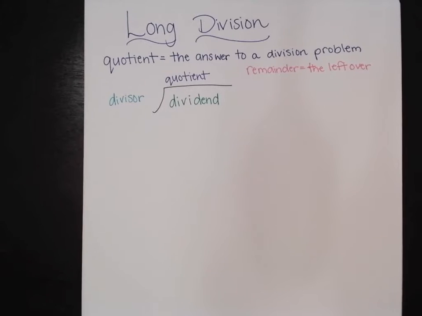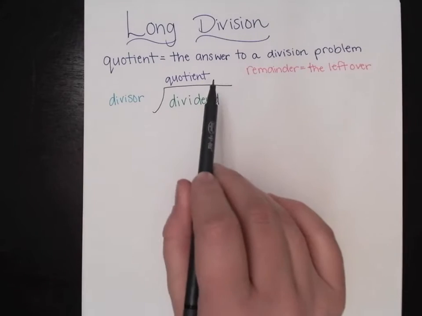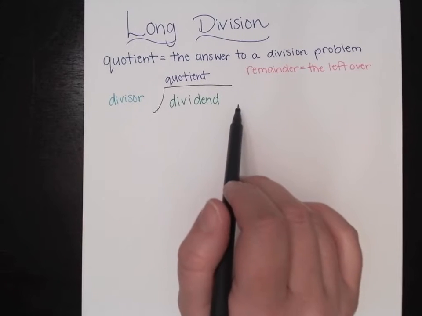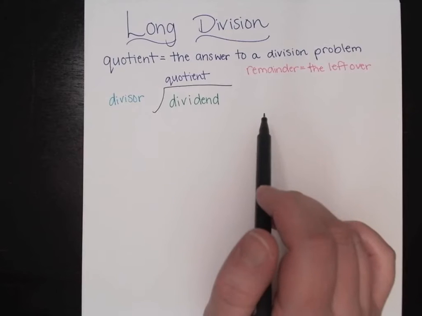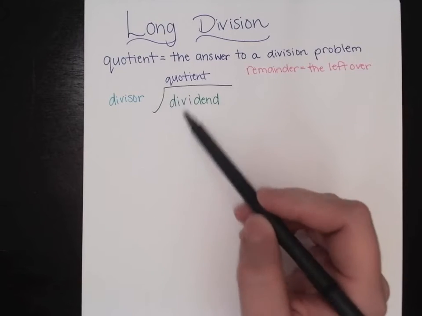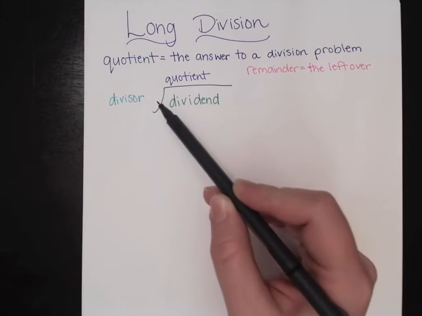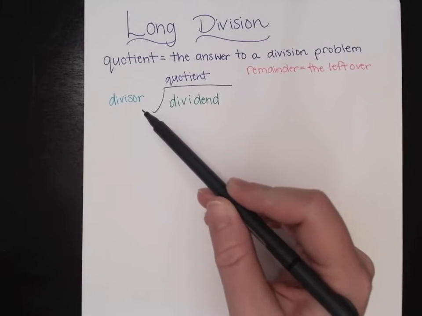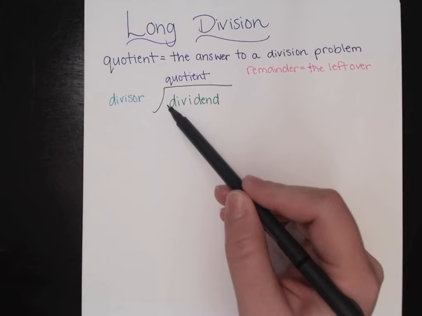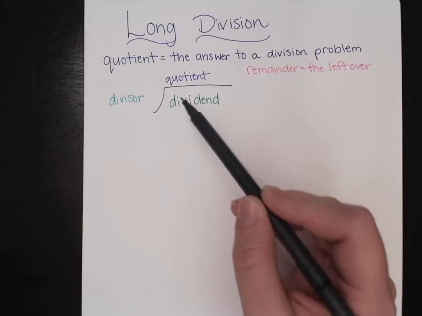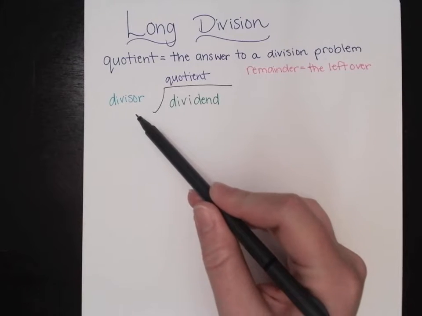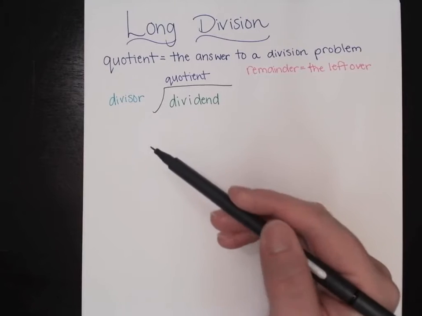Hey everybody, we're going to be reviewing how to do long division today. Just a reminder, the quotient is the answer to a division problem, remainder is the leftover, and then here's what our setup looks like. Our dividend is on the inside, and then we have our divisor on the outside. The divisor is the number that's going into the dividend. So it would read dividend divided by divisor equals your quotient.